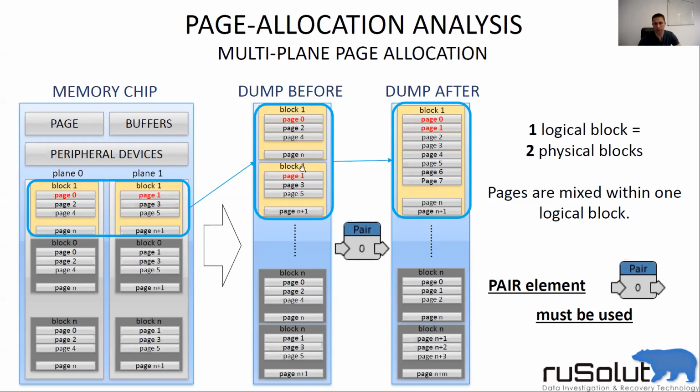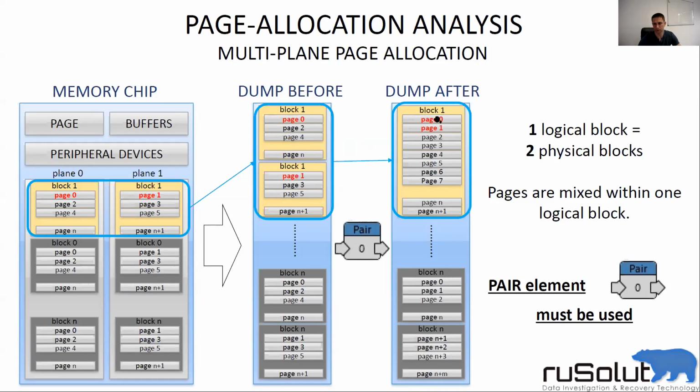And the pair element will rearrange pages in logical sequence. So it will take page 0 from the first half of the block, the next page will be taken from here, so page 0, 1, 2, 3, and so on, like this. And after the pair element, pages will be arranged in normal logical, growing sequence within one block.